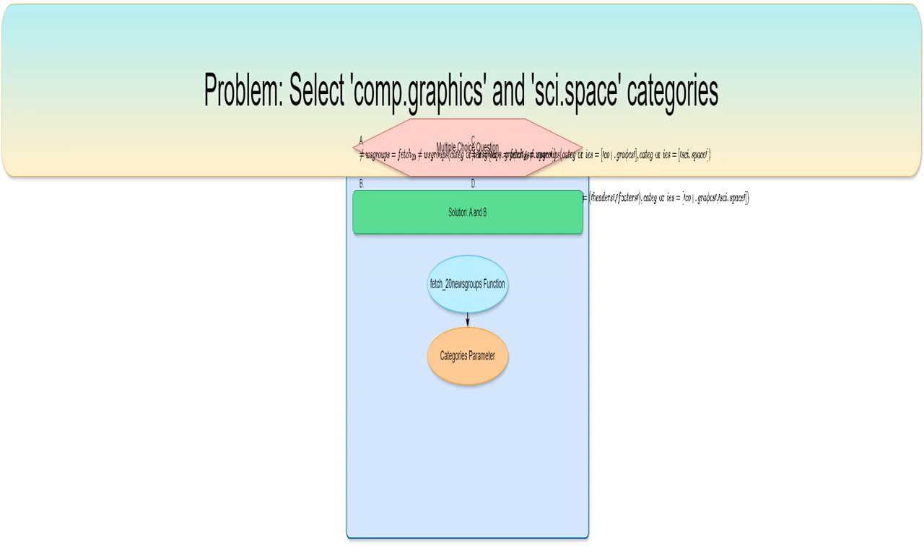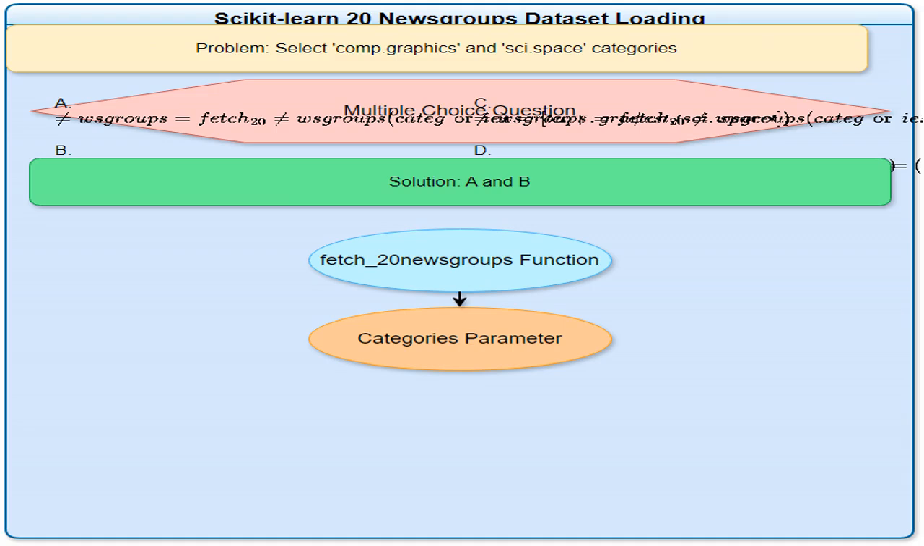I need to find the correct way to use the fetch20newsgroups function to do this. It's like picking specific apples from a huge orchard. I need to select specific newsgroups from the 20newsgroups dataset, namely, comp, graphics and space. The challenge is to write the right code to fetch only these.